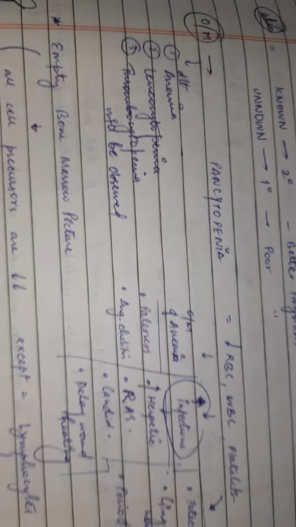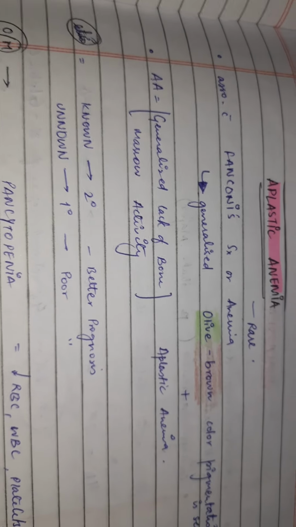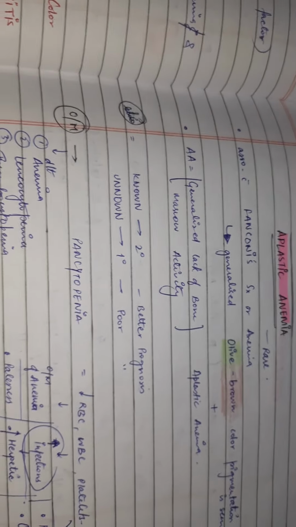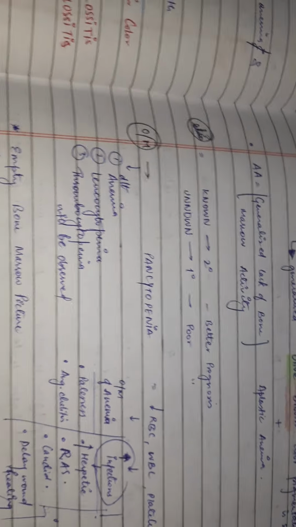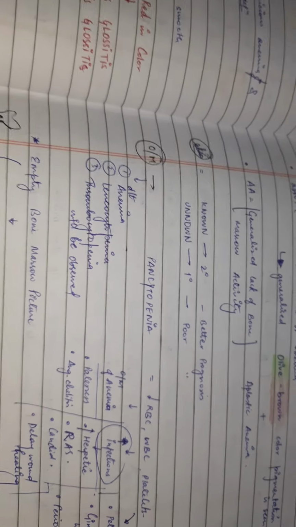So we have seen it has manifestations like pancytopenia, associated with Fanconi syndrome, with generalized lack of bone marrow activity. Secondary is known and primary is unknown, with better and poor prognosis respectively. And now, thalassemia.